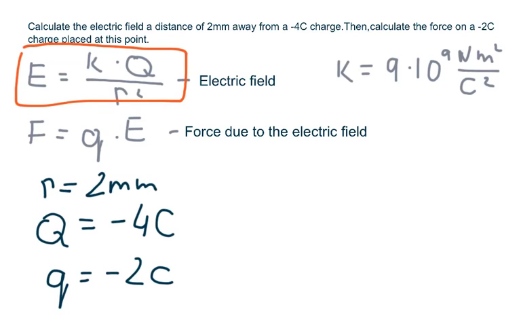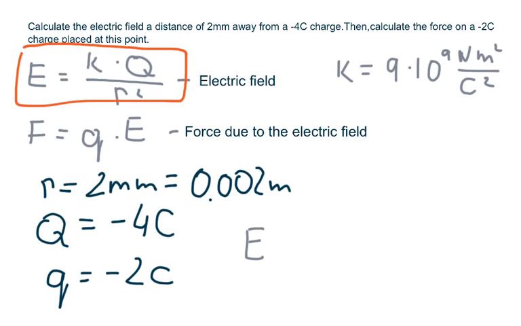Since we have to change millimeters to meters, this is 0.002 meter. That's easy to change. If you need help with changing, you can look it up online. There are some tools that you can use to change from millimeters to meters if you have issues with that. So what we're going to do here is start plugging in.